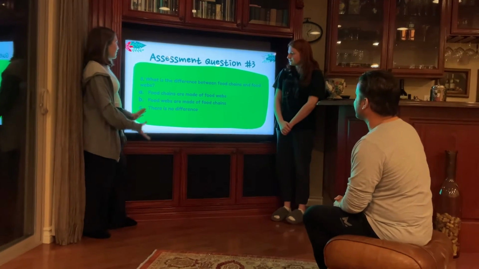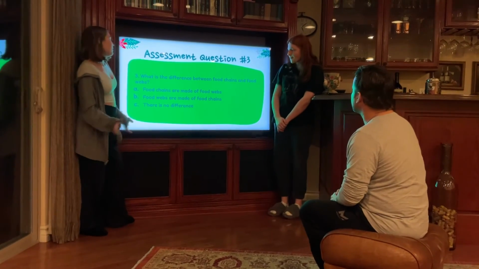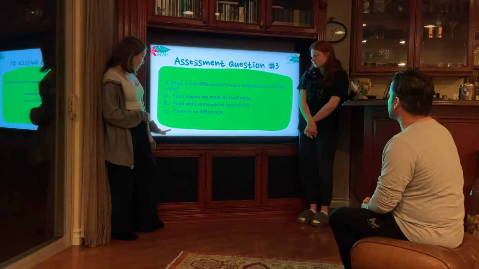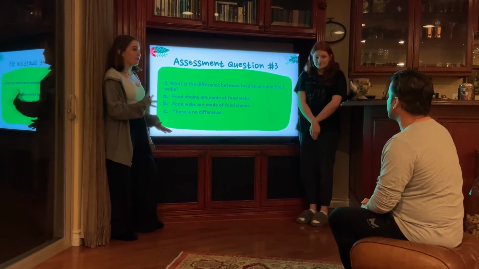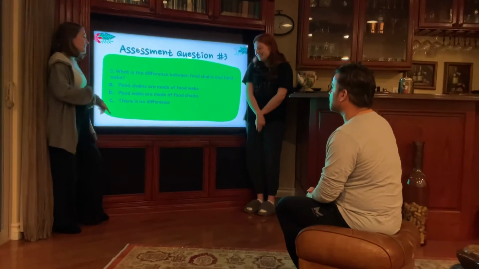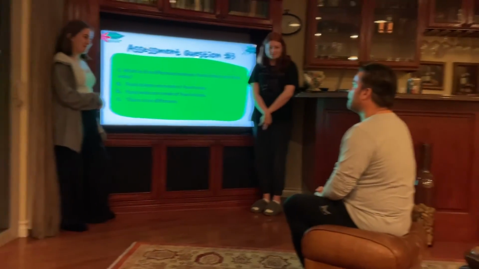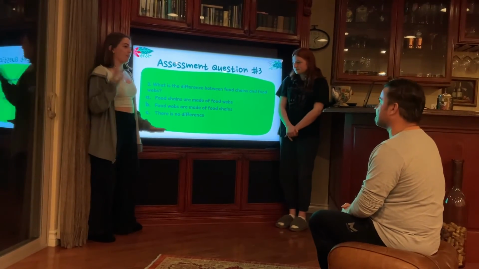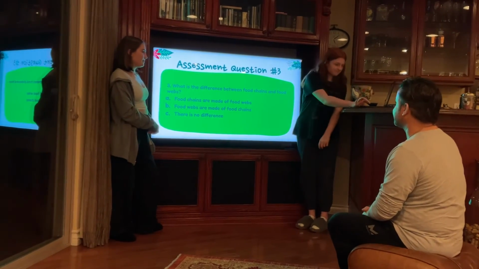Now we have assessment question number 3. What is the difference between food chains and food webs? A, food chains are made of food webs. B, food webs are made of food chains. Or C, there is no difference. B. Correct. Food webs are made of food chains, not the other way around.